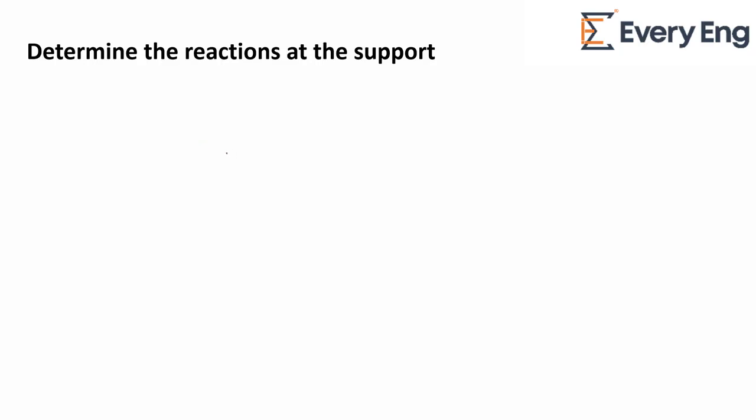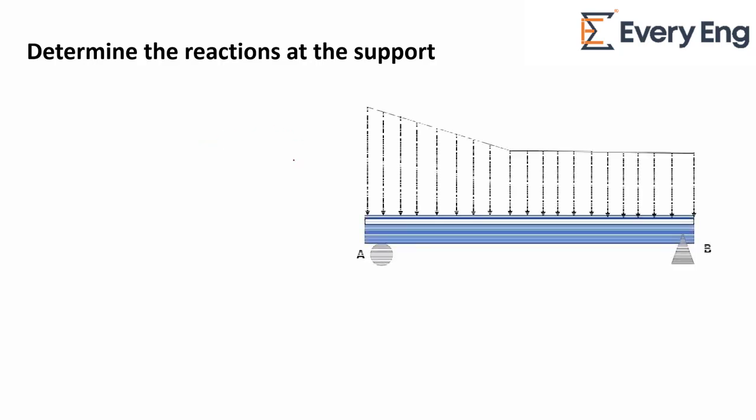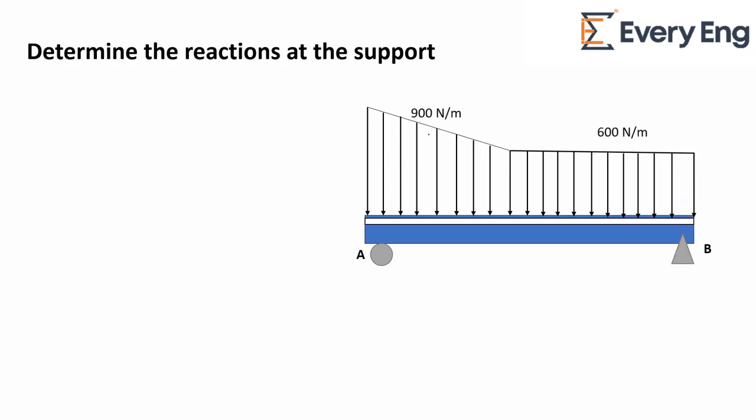In this question, we determine the reaction at the supports. So, here is a beam which carries a uniformly varying load, where the trapezoidal load intensity is 900 Newton per meter and the rectangular load intensity is 600 Newton per meter. The length of the trapezoidal load is 3 meters and the length of the rectangular load is 3 meters.